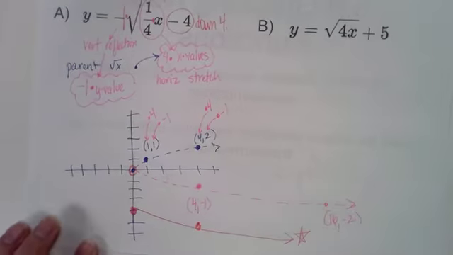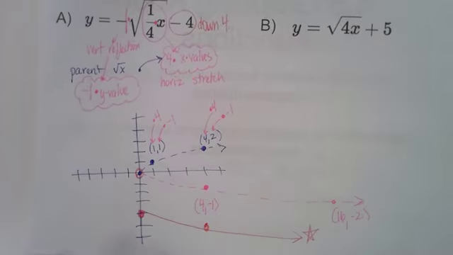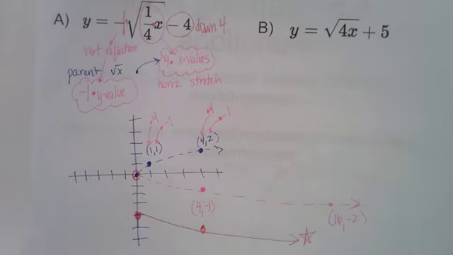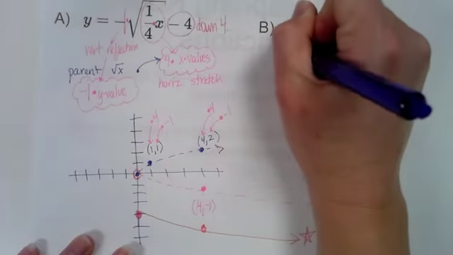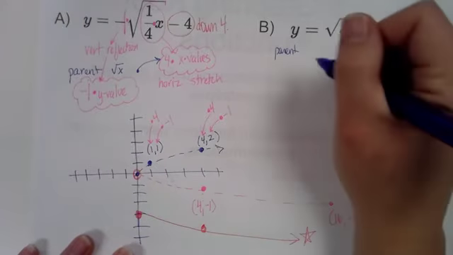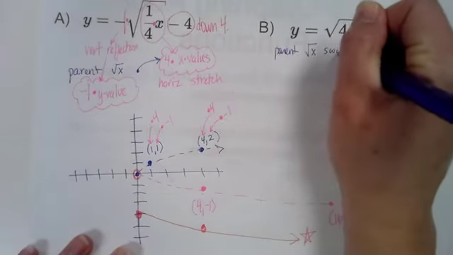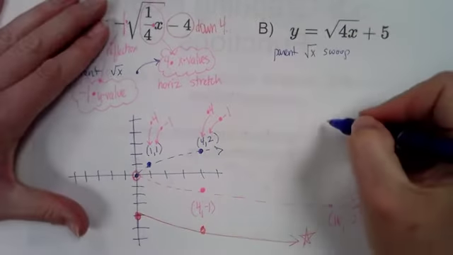Okay. Let's try another one here. Letter B. We have y equals the square root of 4x plus 5. What is our parent graph? Swoop, square root of x, swoop, very good. So I'm going to start with that.